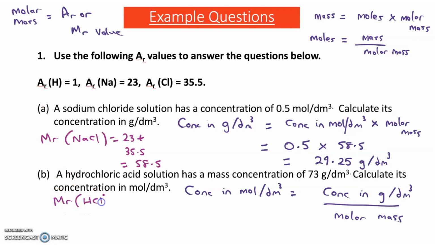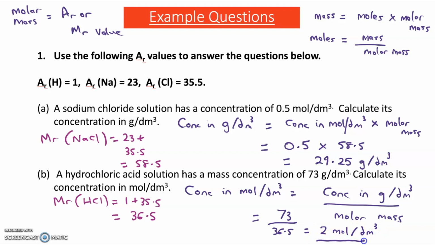So the MR of hydrochloric acid is simply the AR of hydrogen plus the AR of chlorine, which will be 1 plus 35.5, which will be equal to 36.5. So to work out the concentration in moles per decimeter cubed, we simply take the concentration in grams per decimeter cubed, which is 73 grams per decimeter cubed, and we divide it by the molar mass of HCl, which is the MR value, 36.5, and that will give us a concentration equal to 2 moles per decimeter cubed.